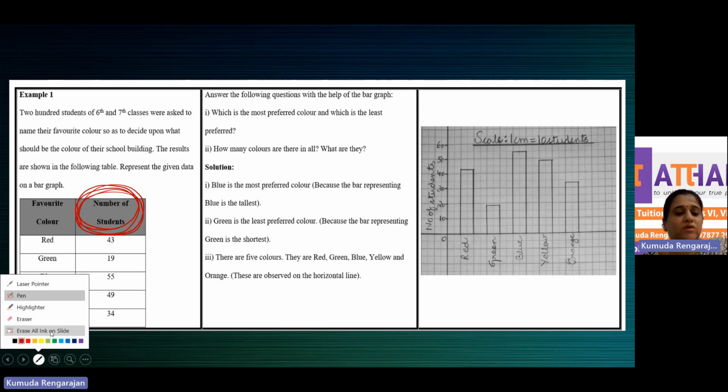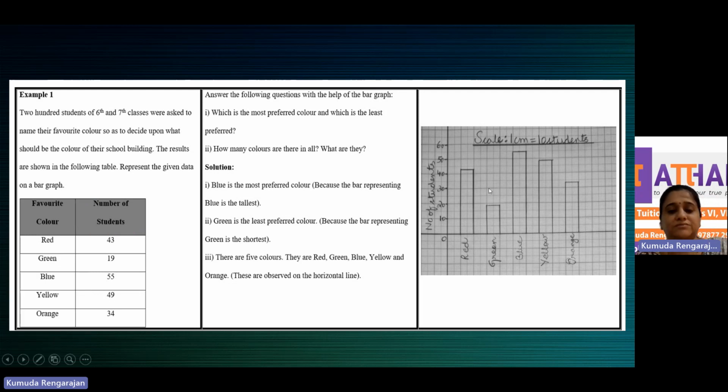Now, after making the bar graph, you'll have to answer these questions from the bar graph. Let's see the questions. Which is the most preferred color and which is the least preferred? Whichever is the tallest rectangle is the most favorite color. The shortest rectangle is the least favorite color. This is the shortest rectangle, and this is the tallest rectangle. So blue is the most favorite color. Green is the least favorite color.